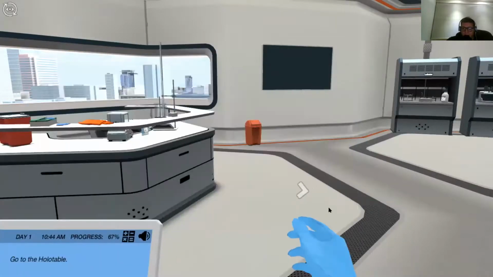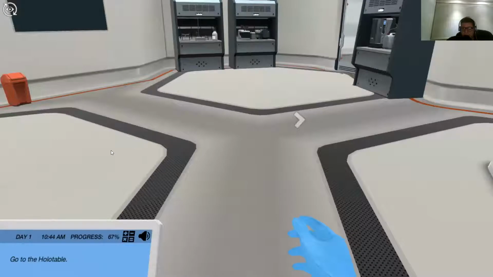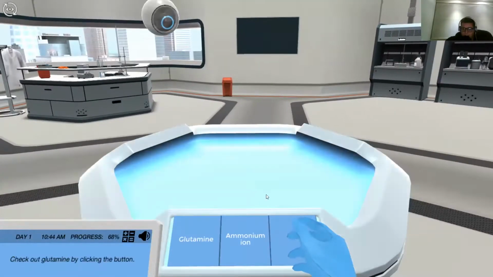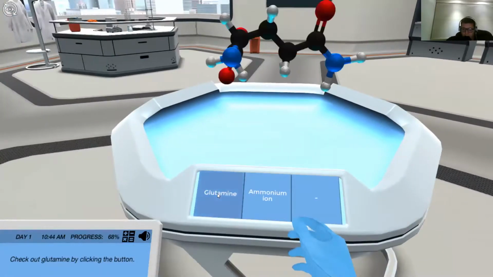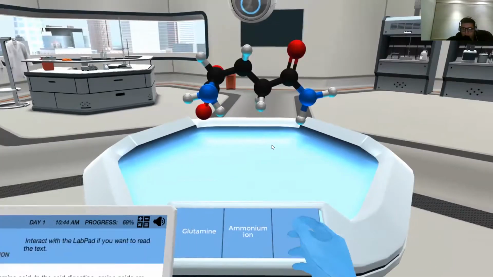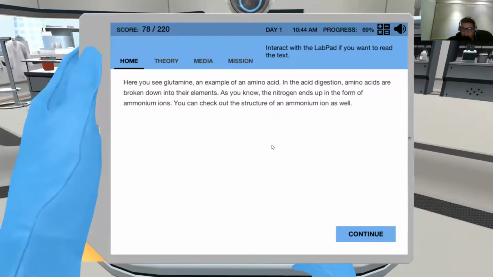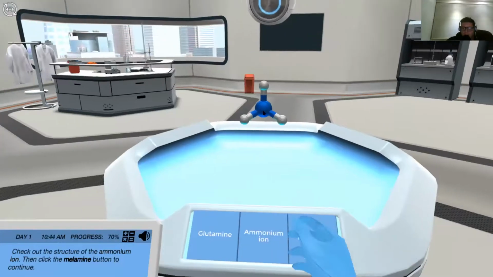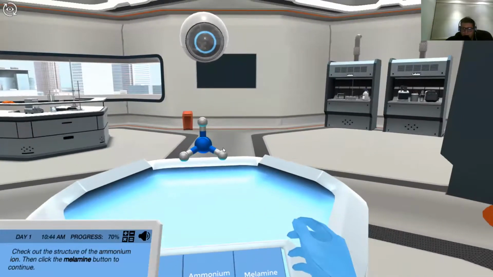Okay. Go to the hollow table. Check out glutamine by clicking the button. Here you see glutamine, an example of an amino acid. In the acid digestion, amino acids are broken down into their elements. As you know, the nitrogen ends up in the form of ammonium ions. You can check out the structure of an ammonium ion as well. Check out the structure of the ammonium ion. Then click the melamine button to continue.